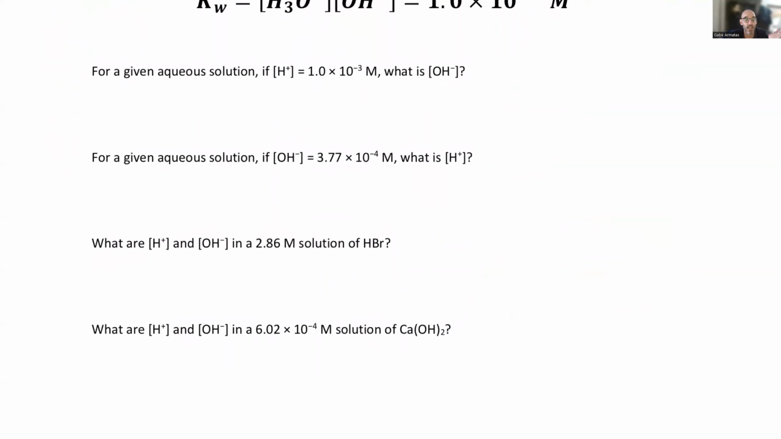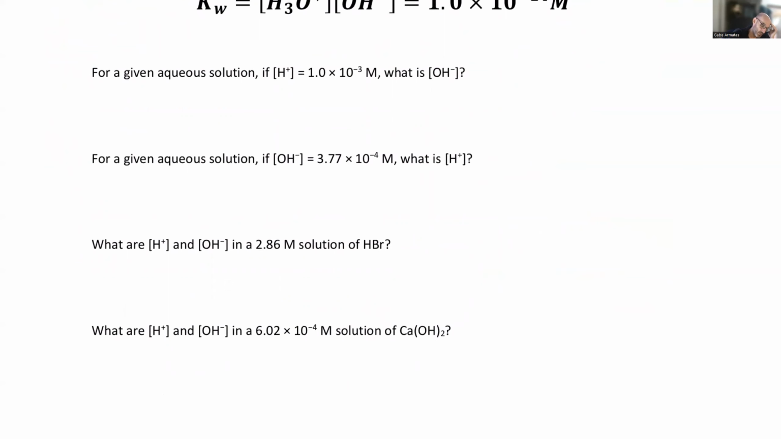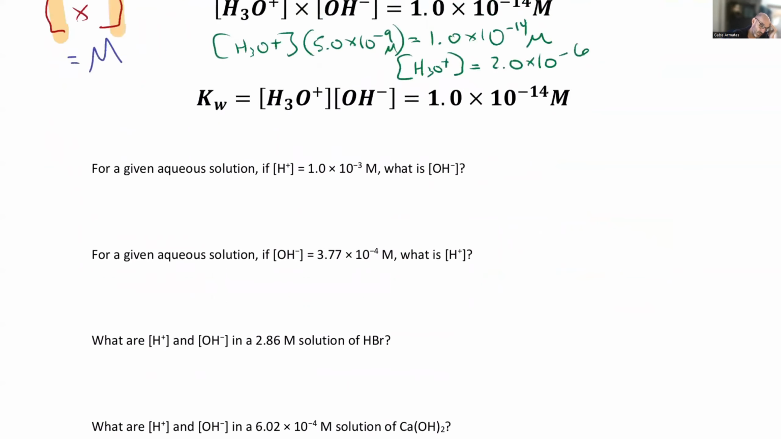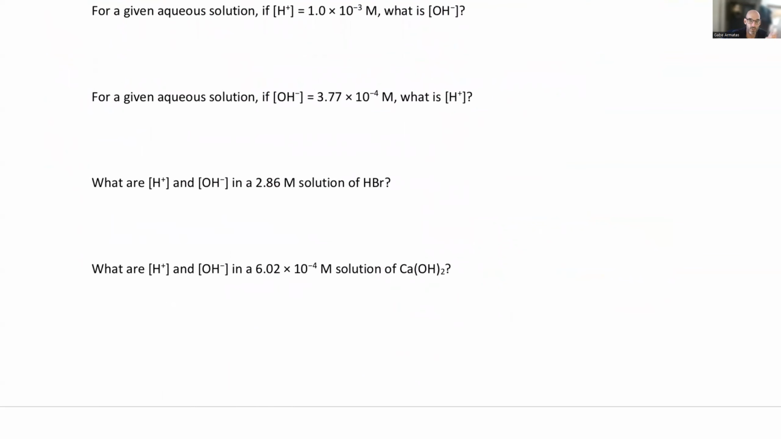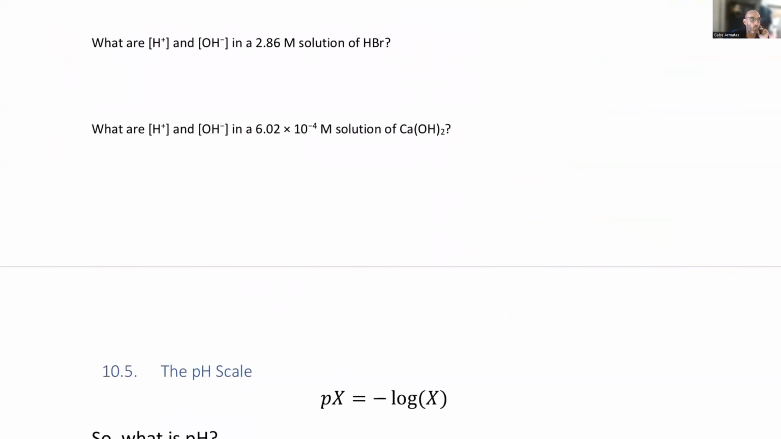So for a given aqueous solution, if H plus is 1 times 10 to the negative 3, what's the OH minus? Same question for this other one. Okay, so I will let you do those. Those are based on this. Feel free to look through those. I'll finish this before I post it. What are the H plus and OH minus? Again, if I've got one, I've got the other, of a 2.68 molar solution of HBr.